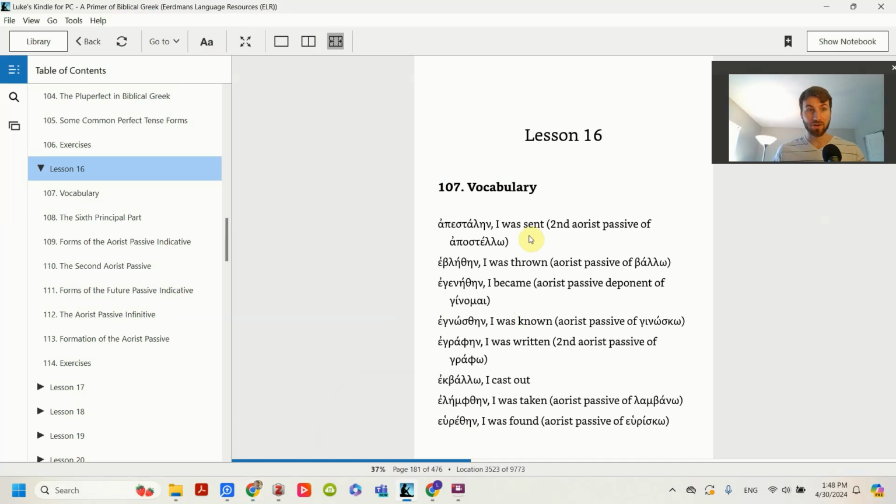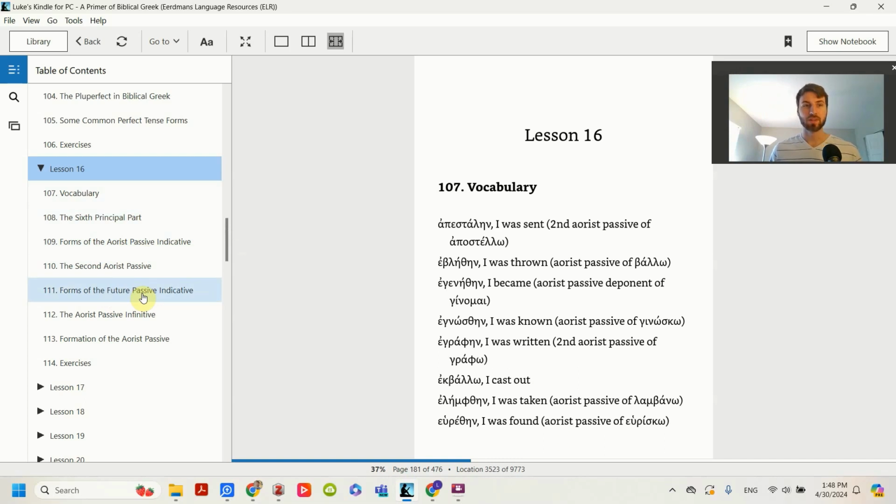We are now on lesson 16, which goes over the sixth principal part, which is the aorist passive and the future passive. None of this lesson should be new to you information-wise. That's probably too strong. But you know what aorist means, right? You know it's the secondary of the perfective, simple past. And you know what future means. It's perfective in the future.